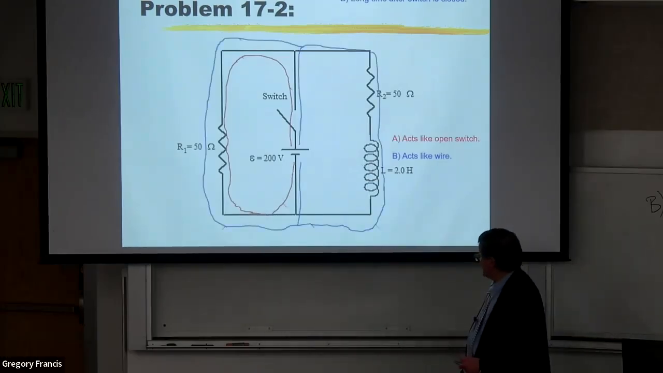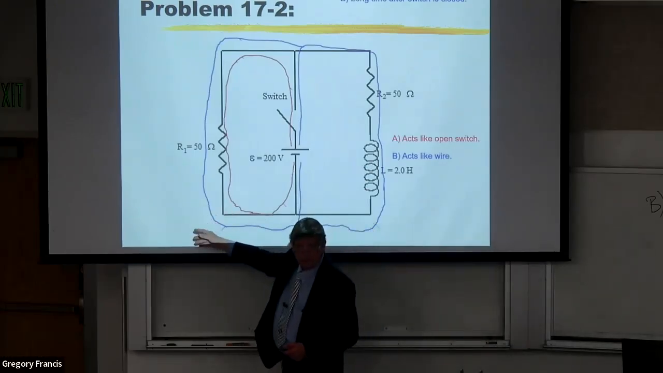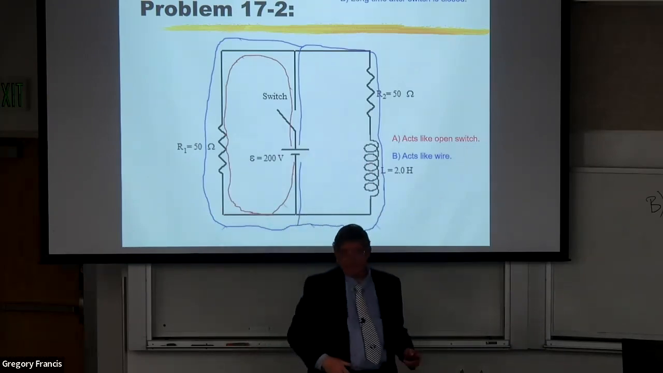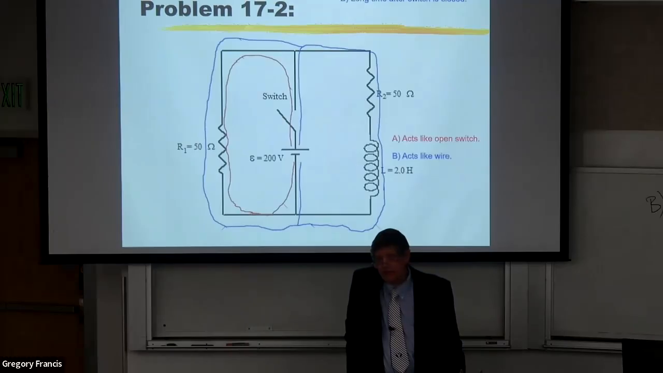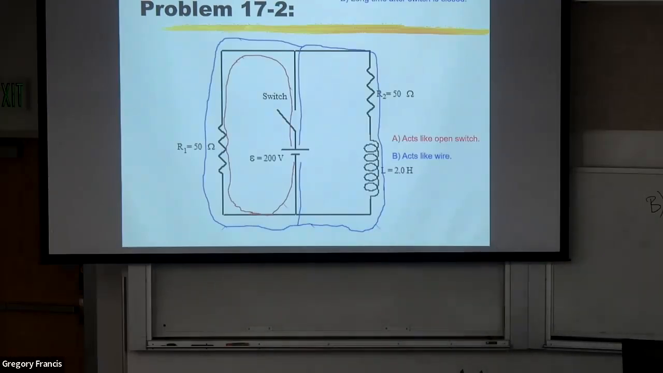And so that means now I still have 4 amps going through the left, but now I also have 4 amps going through the right. And so my current through the battery just changed from 4 amps up to 8 amps. And the current through the inductor is going to change from 0 when I close the switch up to 4 amps. Okay?